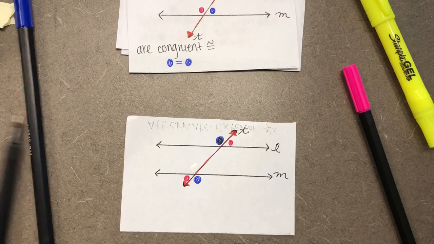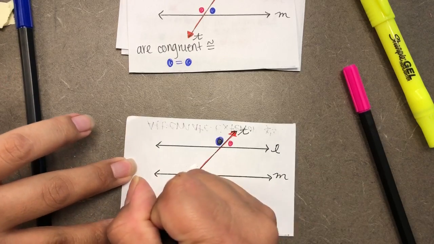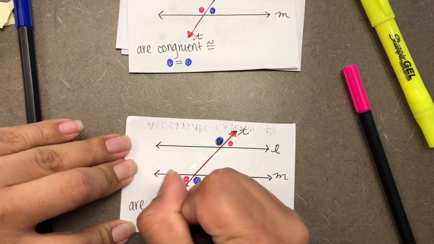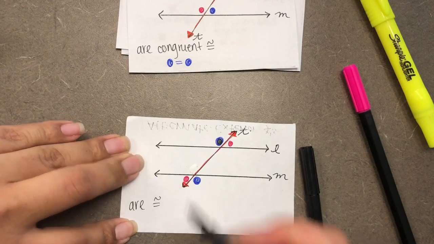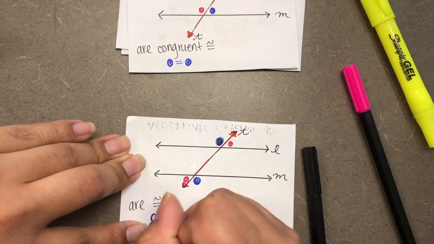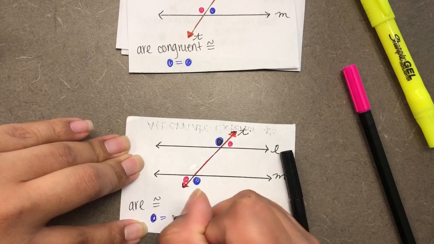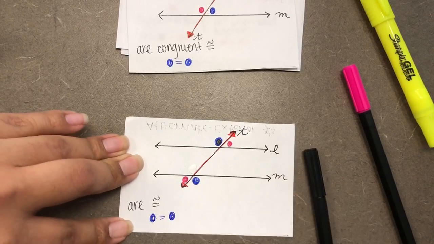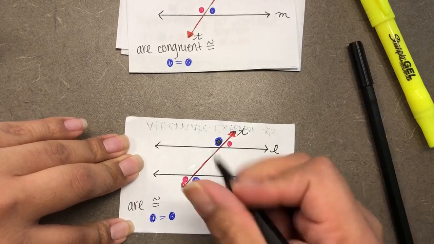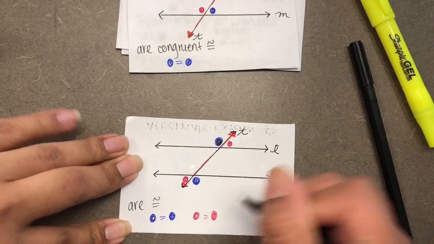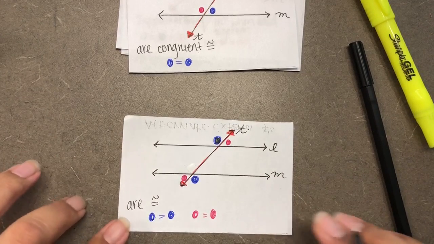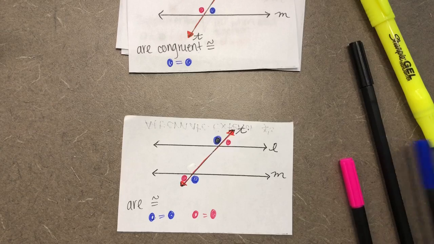So we said that these are congruent. These are congruent, and the sentence would look something like, filled circle is equal to the filled circle, okay? Pretty easy. Okay, last one, corresponding.